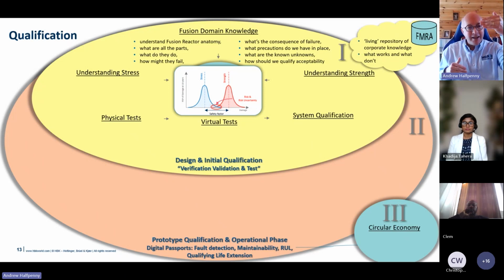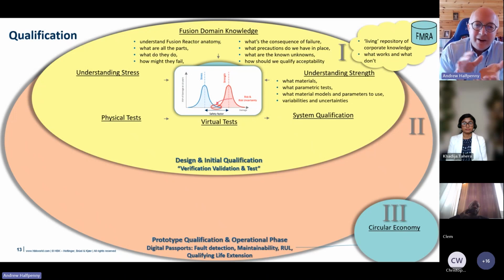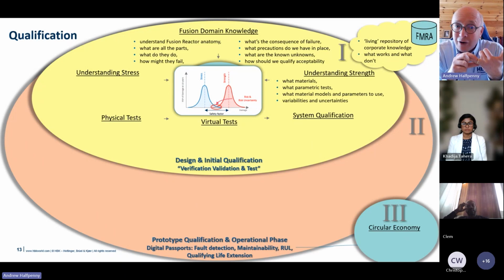So we need to understand what causes stress and what strength we have to resist it. When we're looking at understanding strength, we need to understand what materials are being used. We then need to know how we are going to test those to find parameters. We call those parametric tests. We then look at what mathematical models we might use to represent those strengths and what parameters will fit them. And we're always interested in the variabilities and uncertainties because we need to get that confidence level calculated.